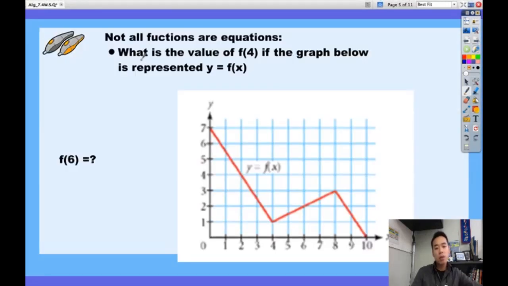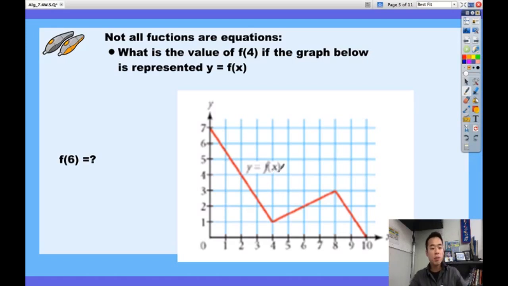Not all functions are equations. Sometimes you get a graph, and here's the equation they give you: y is equal to f of x. I know that that is a function because, one, they told me y is equal to f of x, or I can do the vertical line test and quickly tell that this passes and this is a function. Yes, you can do domain and range. Yes, you can describe the linear function.